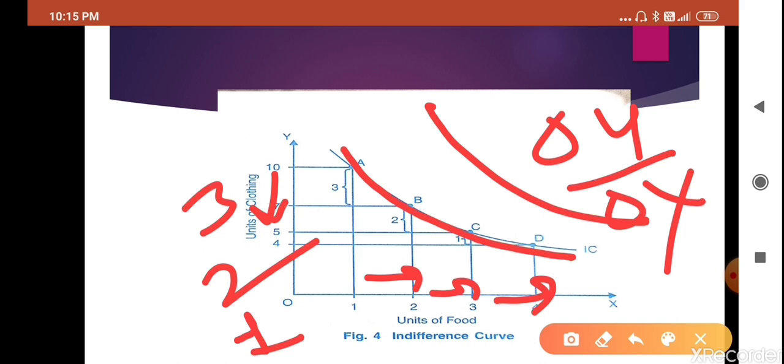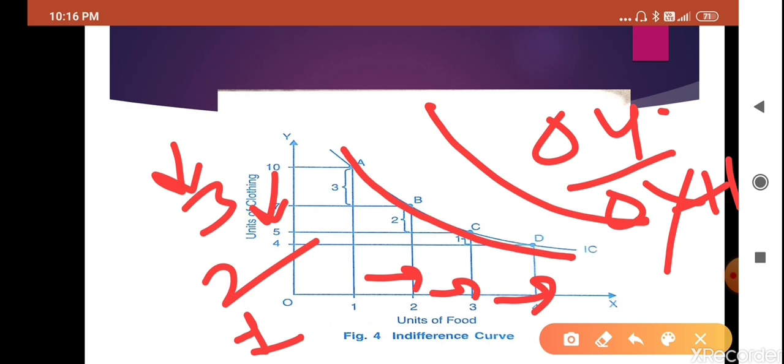So 3 is to 1 means if he is sacrificing 3 units of commodity y, then he can add only 1 unit of x. And second one, if he is sacrificing 2 units of y, then he can add only 1 unit of x. And then if he is sacrificing 1 unit of y, then he can add 1 unit of x. So it is decreasing. So that's why that slope is convex in nature.